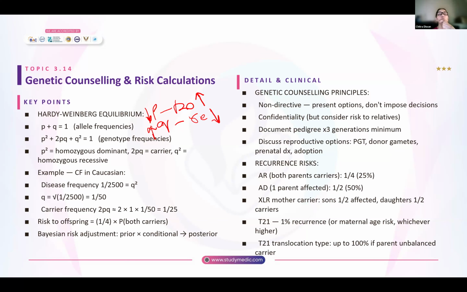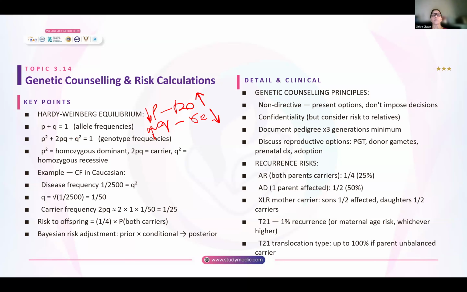Now, to know the genotype frequencies, the equation is P square plus 2PQ plus Q square, that should remain as 1. That should remain a constant. So here again, we saw that P square is the homozygous dominant, 2PQ means a carrier, where there is one dominant and one recessive allele, and Q square is the homozygous recessive. So this equation also has to remain 1.